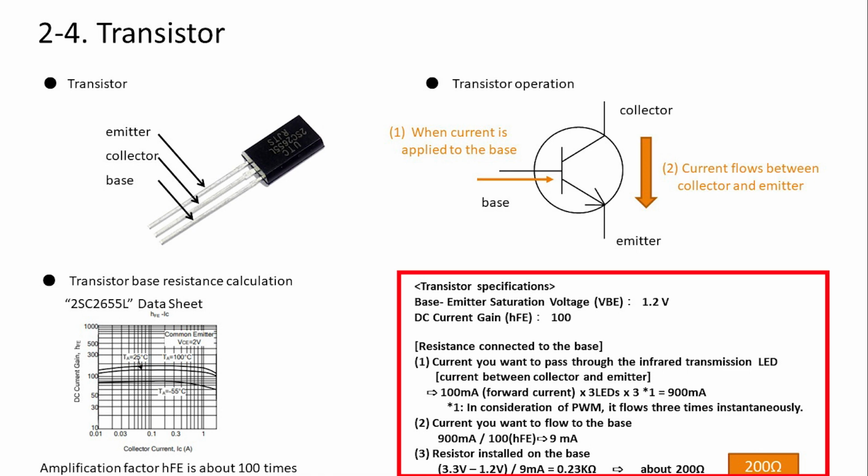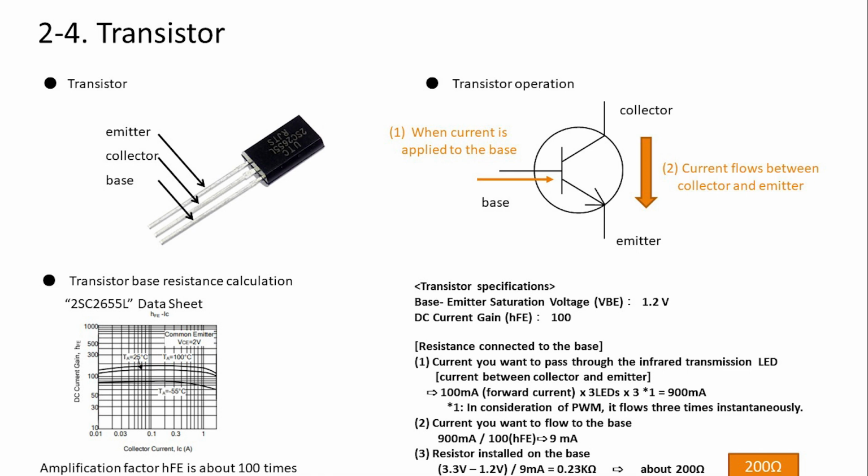This time, 3 LEDs transmit in 3 directions and cover a wide area, so 3 times the current is required. Also, since the resistance value is reduced to 1/3, the current will flow 3 times more instantaneously. Considering these things, it was 200 ohms when calculated as shown here. We will use this 200 ohms resistor by wiring it to the base of the transistor.